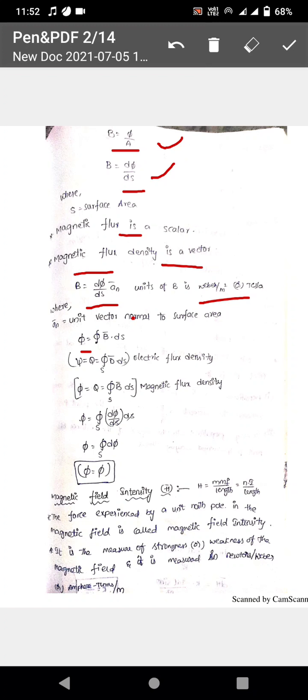From Gauss law, we know that psi equal to Q equal to surface integral D dot ds. When we studied Gauss law, we saw psi equal to Q equal to surface integral D dot ds. Similarly, in place of psi we can put phi. We can replace psi with phi because it's magnetostatics we are studying. That is phi equal to surface integral B dot ds. Therefore, phi equal to surface integral B, where B is d phi by ds; ds and ds cancel each other. Therefore, phi equal to surface integral d phi, and we get total phi.